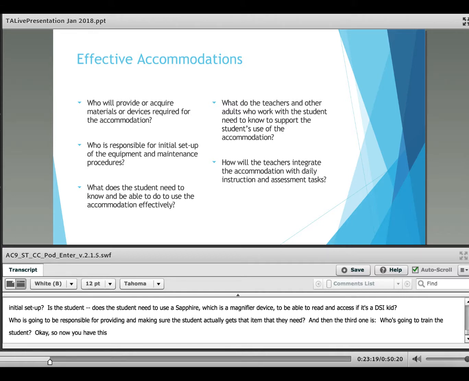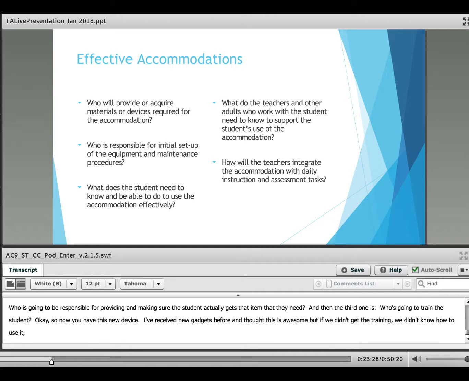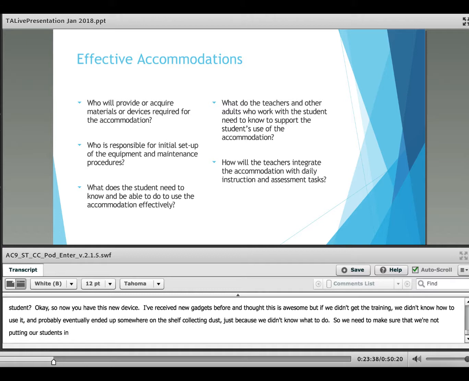Okay, so now you have this new device. We've all received new gadgets before and thought, oh, this is awesome. But if we didn't get the training, we didn't know how to use it, and probably eventually it ended up somewhere on the shelf collecting dust just because we didn't know what to do. So we need to make sure that we're not putting our students in the same situation, that they are getting the training that they need, either to use the accommodation, to know where a specific material or device is that they can get independently.